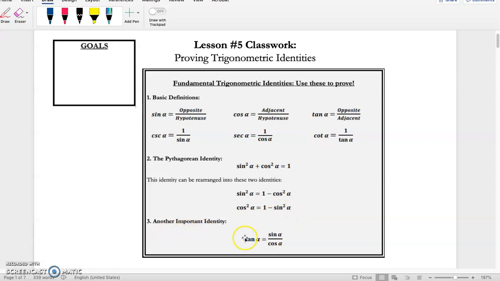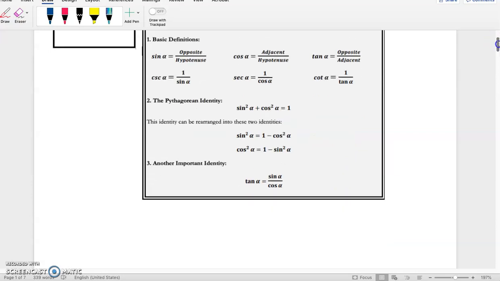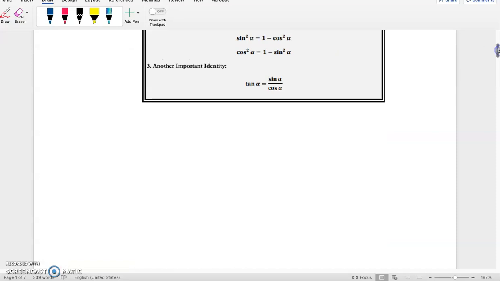And then the cosine squared of theta is equal to 1 minus the sine squared of theta. And then another important identity to know is that tangent is equal to sine of theta over cosine of theta. Real quick, I want you to see why that is. But these are formulas that you are going to remember, or you can always look back at your reference sheet for. So let's look at that last one though, and see why tangent is equal to the sine over the cosine.